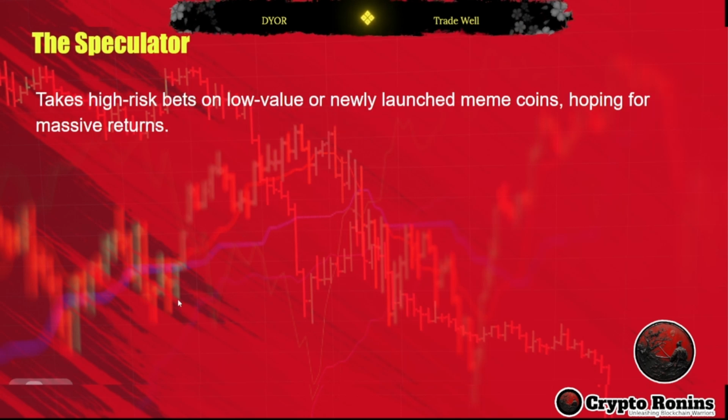The speculator. The speculator takes high-risk bets on low-value or newly launched meme coins, hoping for a massive return. And this speculator, unlike the sniper, is usually getting in at the beginning with all the hype that's happening. You know, we're going to be the best, we're going to the moon, LFG, all that kind of stuff. And sometimes they get to a point where they start DCAing in and are buying higher and higher and higher. And then all of a sudden it drops and everybody gets scared. You, as well as the person who gets triggered by the emotional stuff, the FOMO person, are usually in the same kind of boat in these beginning stages.